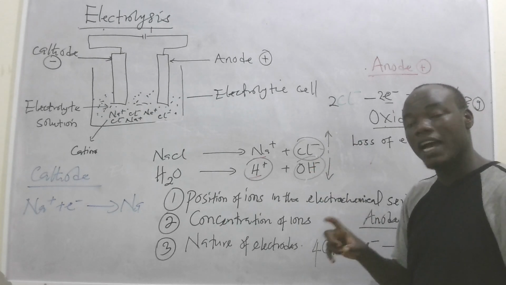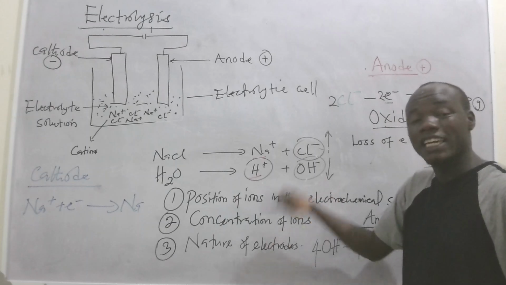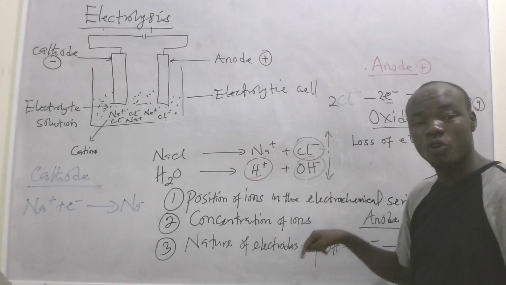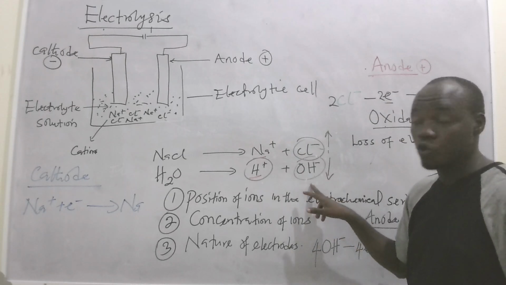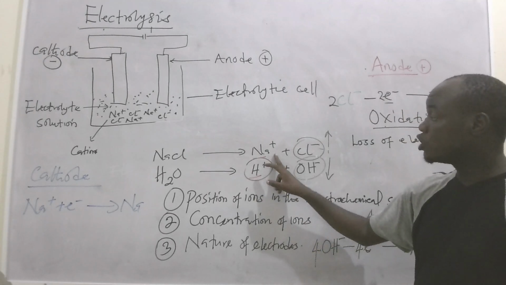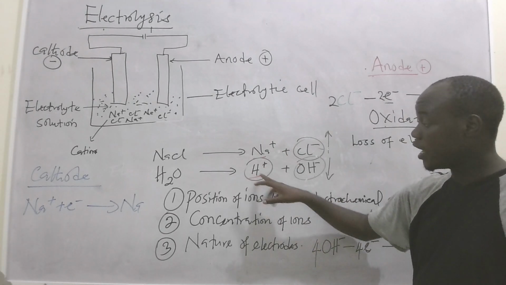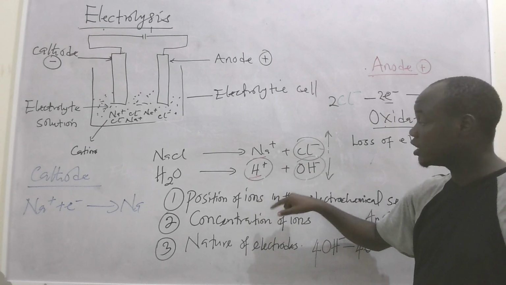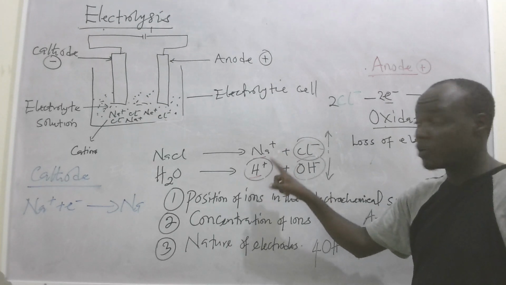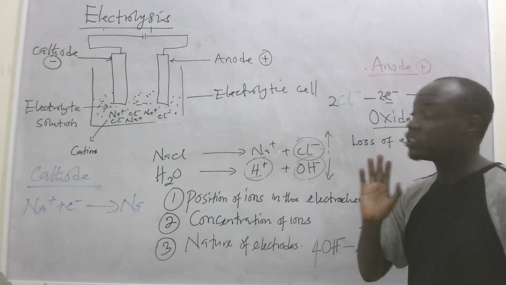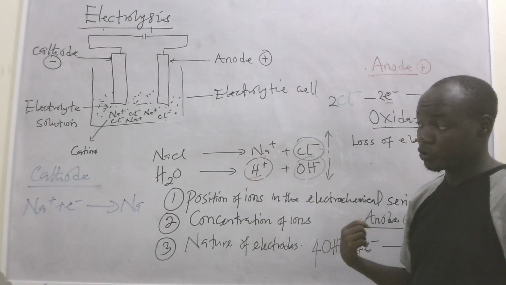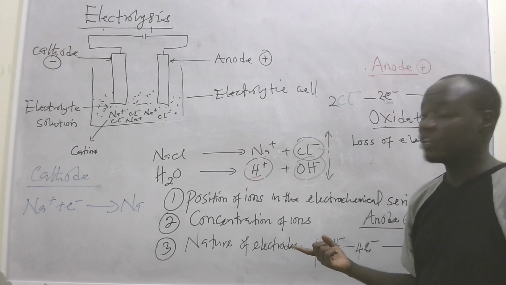But in the case where the concentration of chloride ion is greater than the concentration of OH minus, then the chloride ion will displace OH minus. So concentration also plays a role. And also in the situation where we have sodium ion and hydrogen ion, if the concentration of hydrogen ion is far greater than that of the sodium ion, then the sodium ion will be displaced. So therefore hydrogen ion will migrate to the cathode.